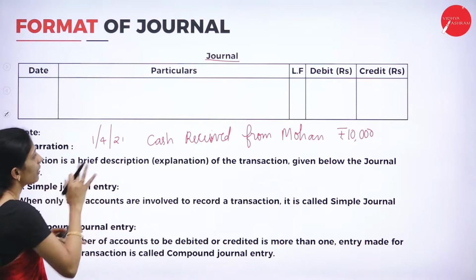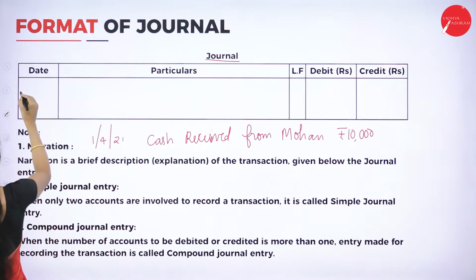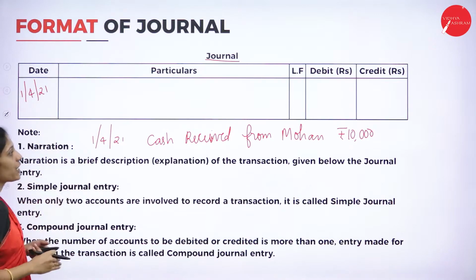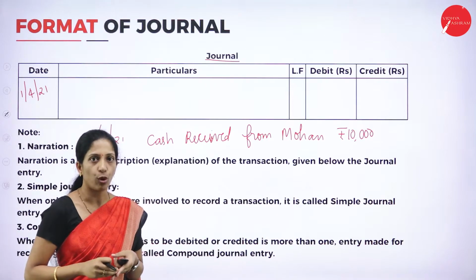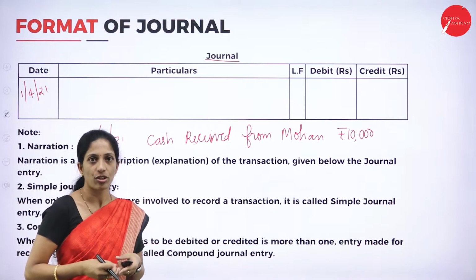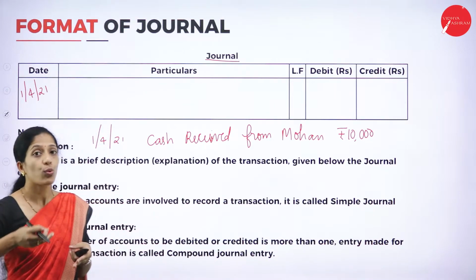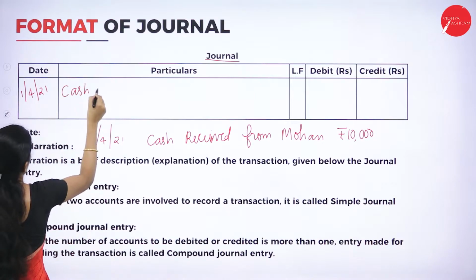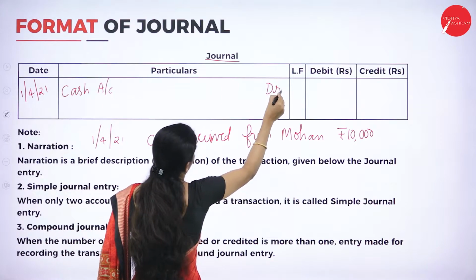Now, how do you record the journal entry for this particular transaction? Write the date, 1/4/2021. Cash received from Mohan, rupees 10,000. Suppose I am receiving cash from Mohan. So, what comes to me? Cash. From whom? From Mohan. So, what are you going to debit? Debit what comes in. What comes to me? Cash. So, your entry will be cash account debtor. You have to write Dr like this.